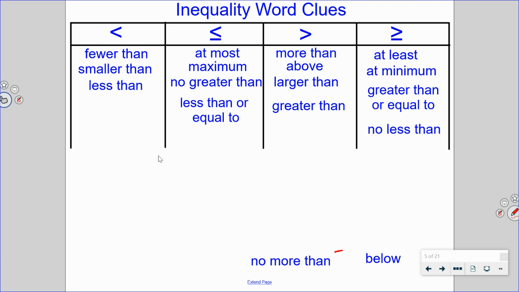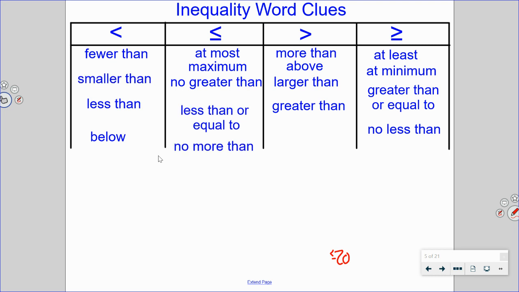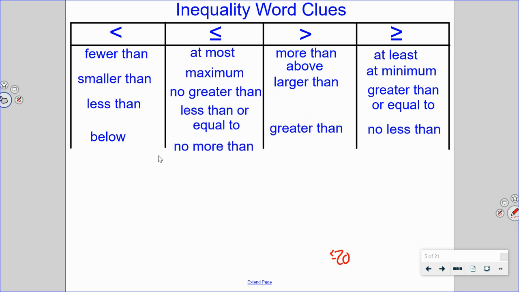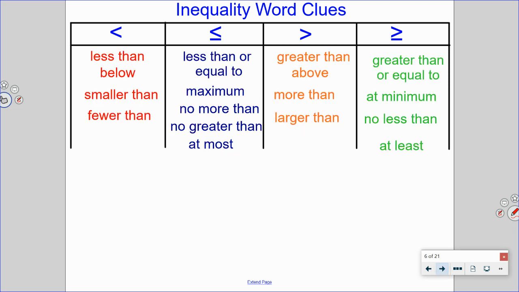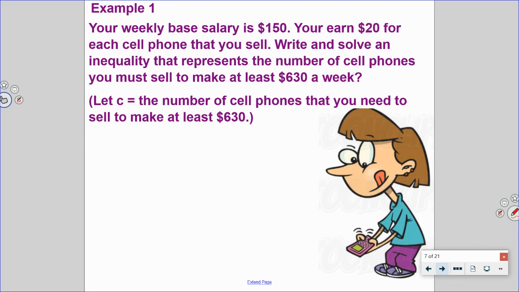No more than 20 means it can be 20 and it can be smaller. It just cannot be greater. Therefore, we're talking another less than or equal to phrase. And naturally, below 20 is going to be less than that. So I'll put it on the next page in different colors so you can see the colors kind of stand out. So check yourself, make sure you have the proper words in the proper blanks. And we will now use those clue words to solve problems.